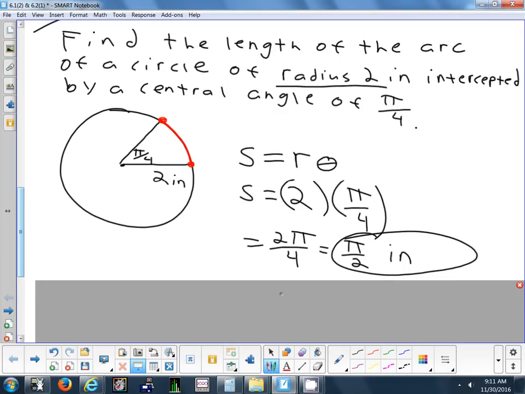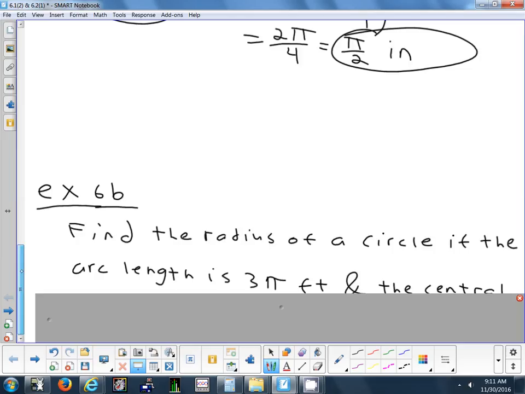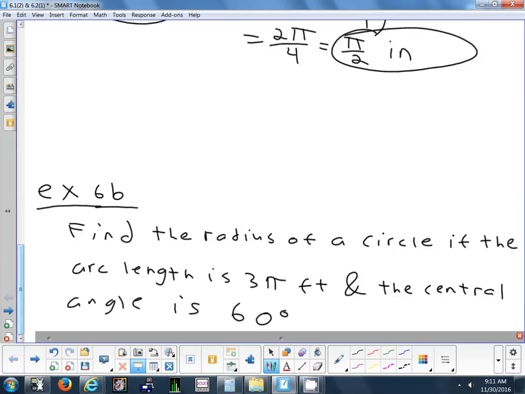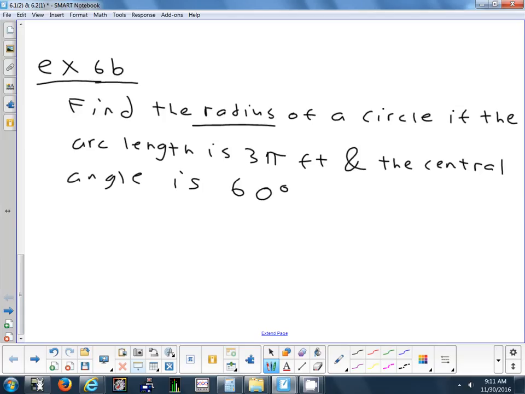So any questions on that? Okay, so that's an example where they give you the r and they give you the theta, and you find s. Okay, this one is a little different. They're asking you to find r. So if they're asking you to find r, they've got to give you the other 2 things. There's 3 things in the formula. You'll always be given 2 out of 3.